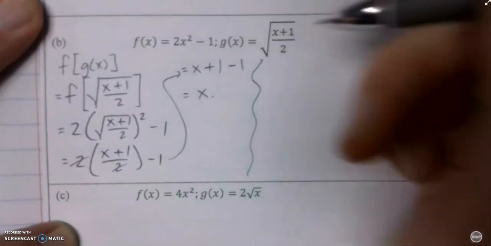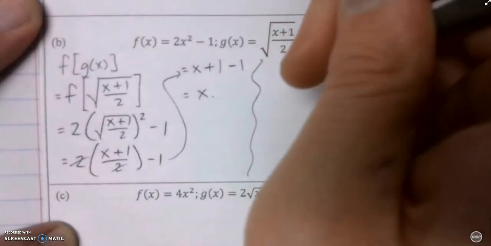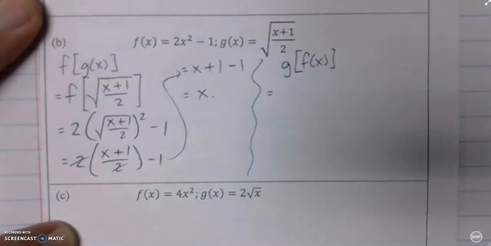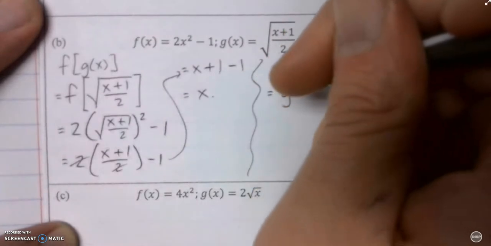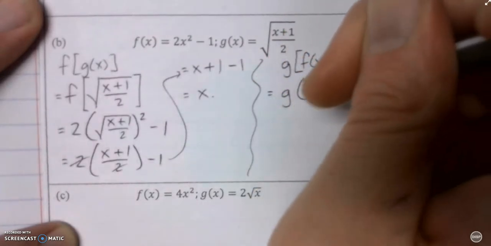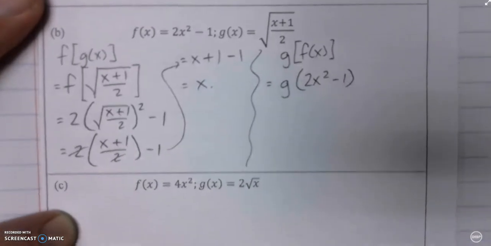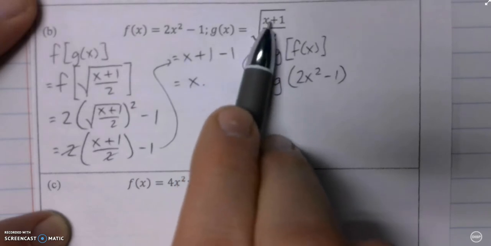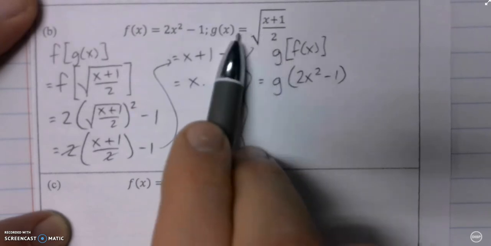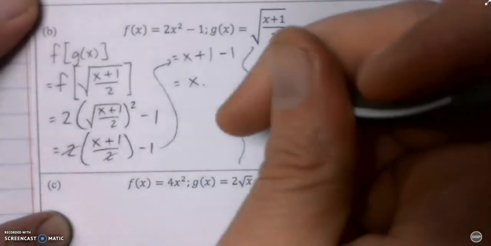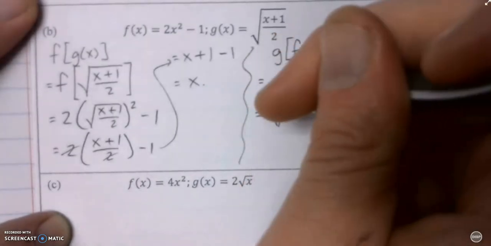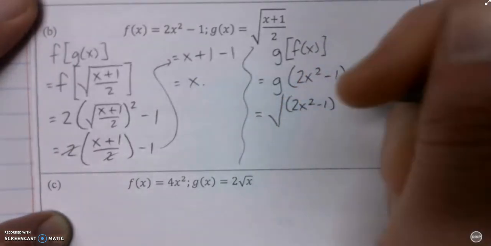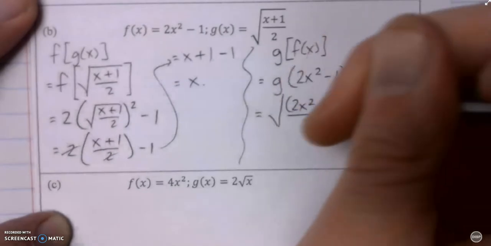Okay. Let's try it the other way. Let's try g of f of x. Well, g of f of x is g of whatever f of x is, 2x squared minus 1. And then function g says, whatever the input is, put it here, add 1, divide by 2, and put it all under the radical. So here we go. I got the big square root of 2x squared minus 1 as the input, plus 1, all over 2.